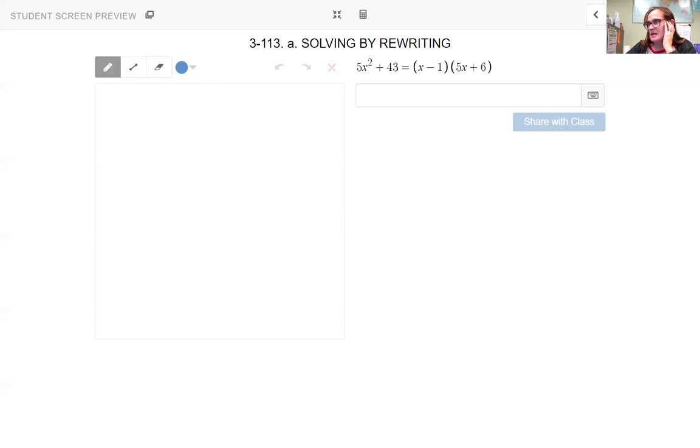Page 10 says solving by rewriting. So this time we're going to rewrite things. Okay, so what we do is we take our second part of our equation, which is the (x minus 1) times (5x plus 6), and we rewrite that. You can do that one of two ways. You can do the math window, or you can do the math rainbow, whichever you think is easiest.